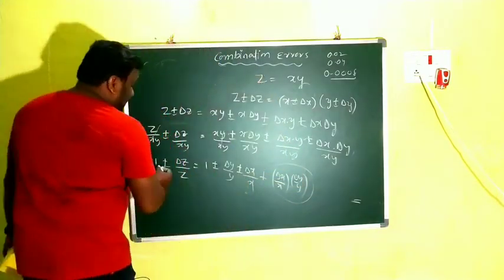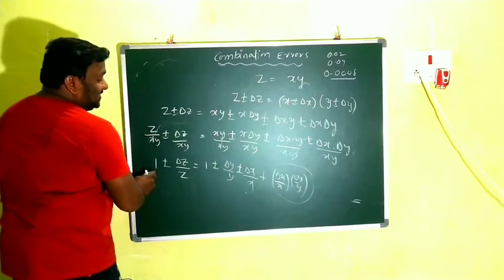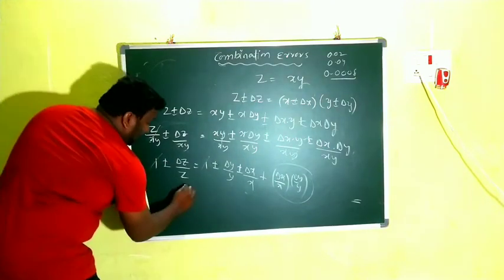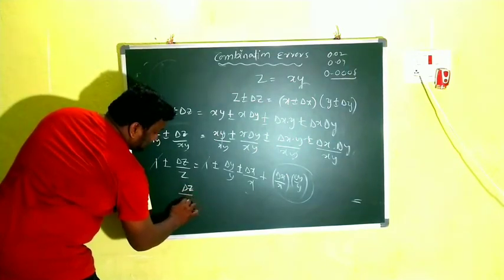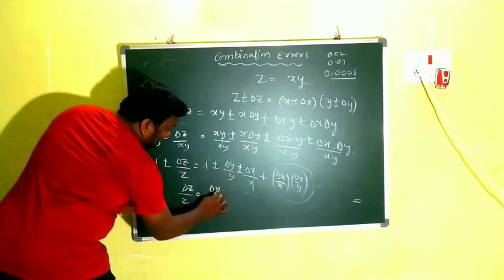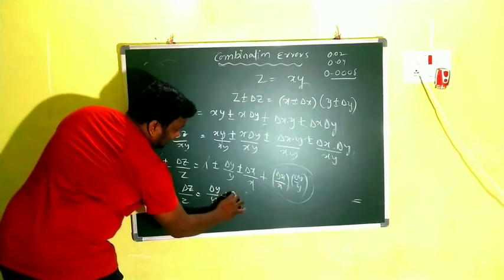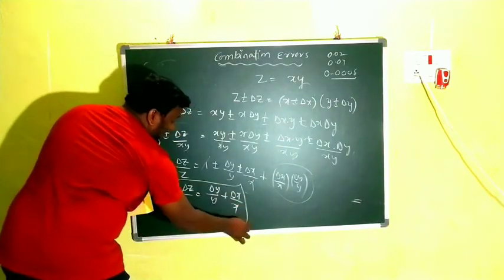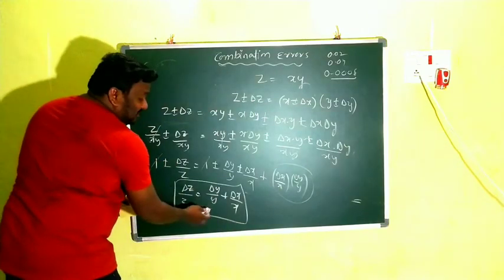Then what do you get? Here 1 is there on one side, plus 1 and minus 1 cancel. Then delta Z by Z is equal to delta Y by Y plus delta X by X. Now delta Z by Z is the relative error of Z, and delta Y by Y is what?